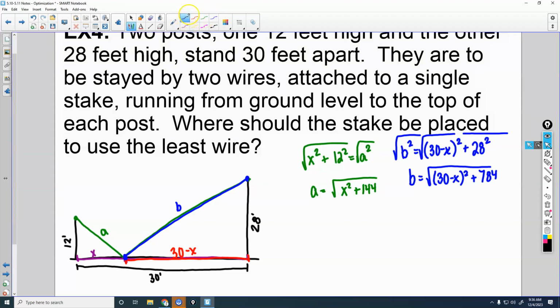So I'm going to write an equation for this. I'm going to call it W for wire. You call it whatever you want. And it would be the square root of X squared plus 144 plus the square root of (30 minus X) squared plus 784.